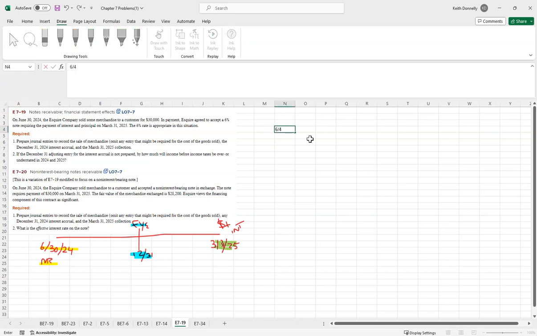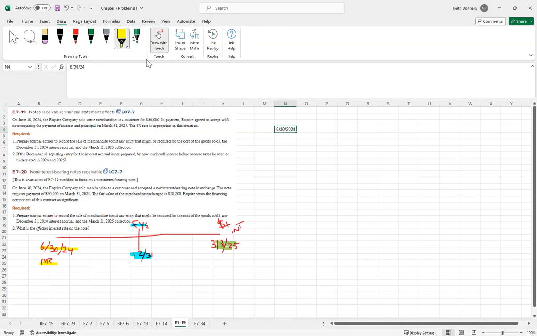We've got 6/30/24. That's going to be the yellow one. So we sold some goods. There's a note they're going to pay us later. Debit note receivable, credit revenue, $30,000. We're not going to worry about the cost of goods sold journal entry here. Our focus is on the notes. Check, call it a day on that. Now we're at the end of 2024.